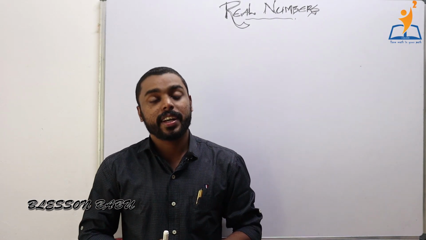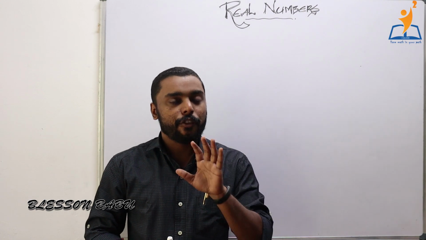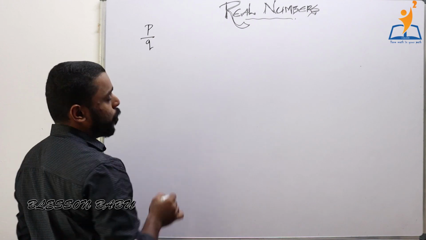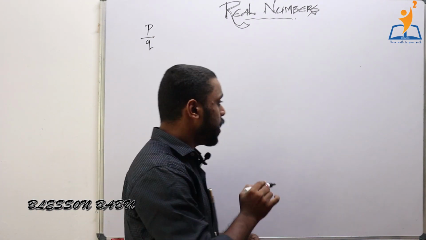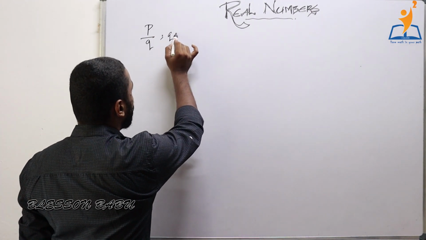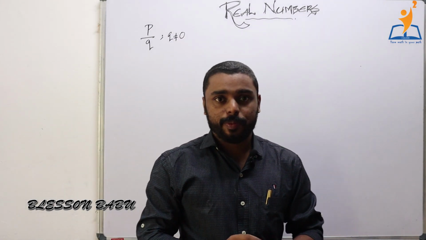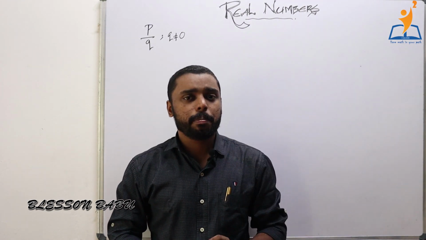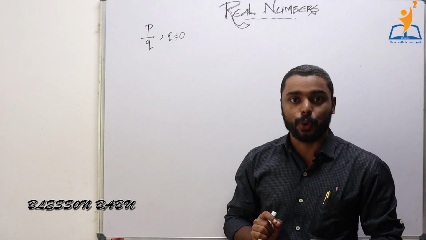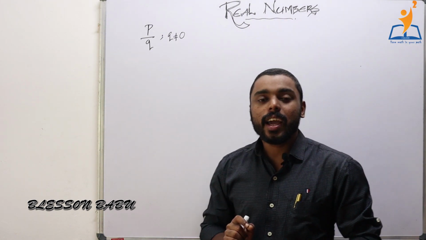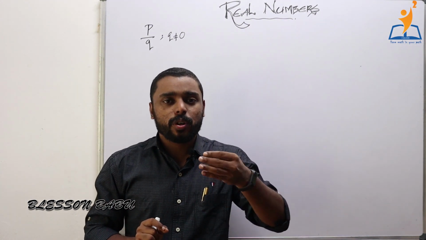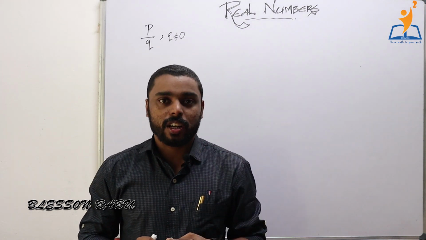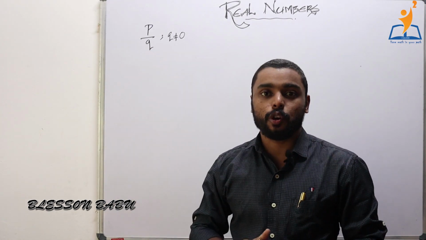Now we shall move to the decimal expansion of rational numbers. We know that any rational number can be expressed in the form p by q, right? Where a condition is there, q must not equal 0. If q equals 0, this is not defined, okay? So any rational number has the form p by q. Now we are going to check the properties of any rational number when we express it in the form of p by q.